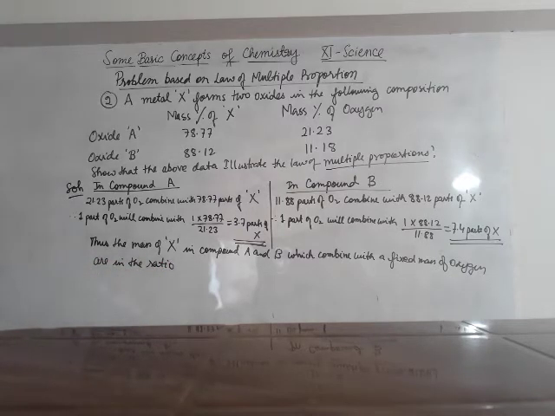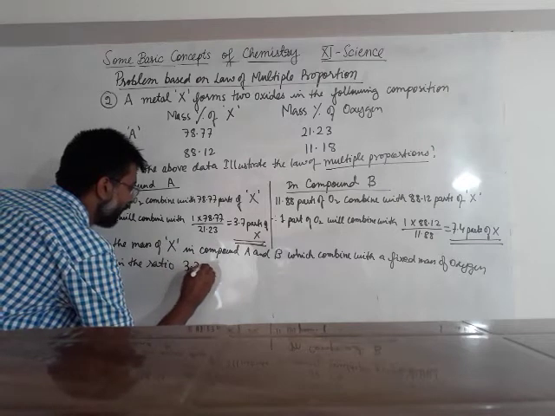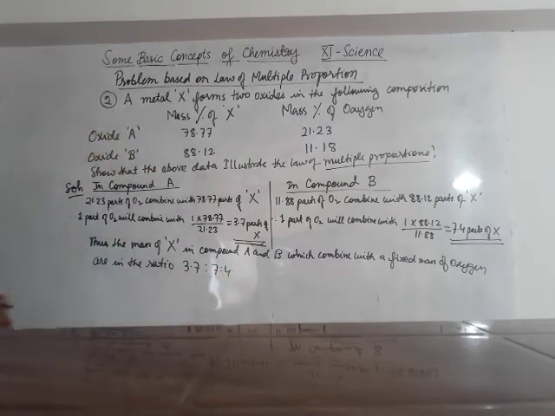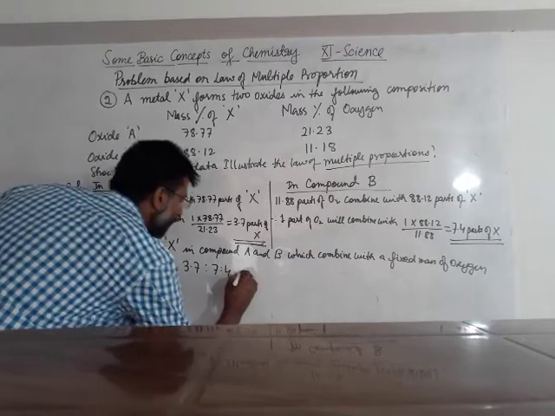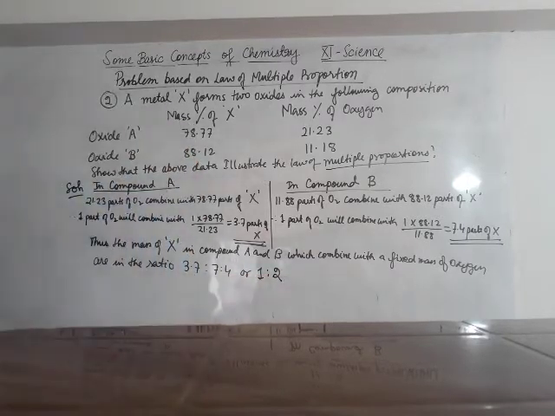Look at the ratio. It will come to 3.7 is to, over there it is 7.4. Look at this. Try to simplify this ratio. So 3.7 is to 7.4 can also be written as 1:2. Over there it is a ratio 1:2.